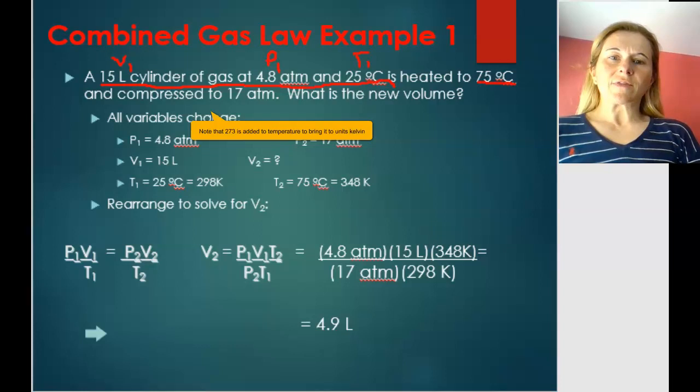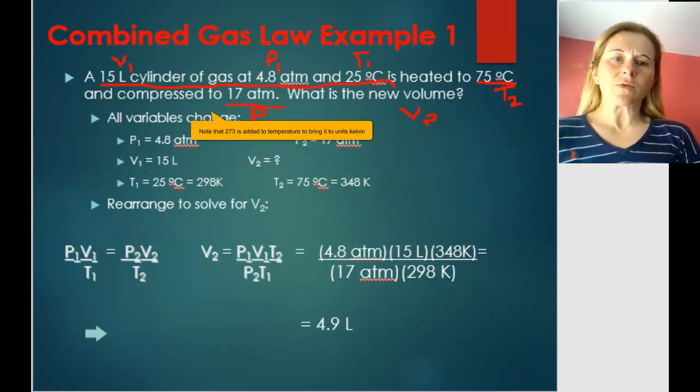So we have these guys. This is our T2 and our P2. And we want to know what is the new volume. So that's the one that we're figuring this out for. So we make our little list. We write down all our initial things. We write down what we're looking for. And we're going to rearrange our formula to solve for that final volume.